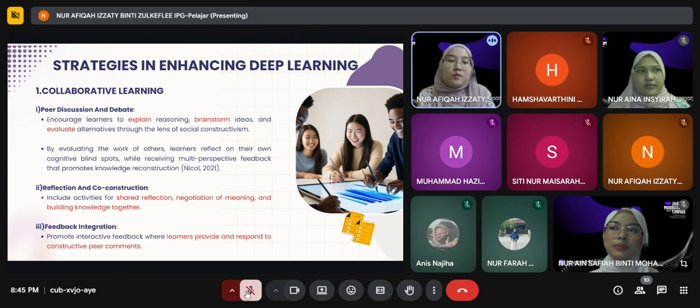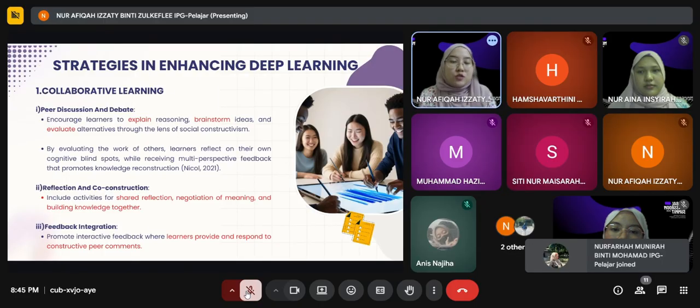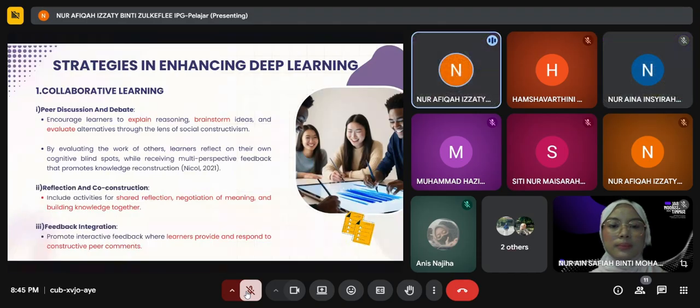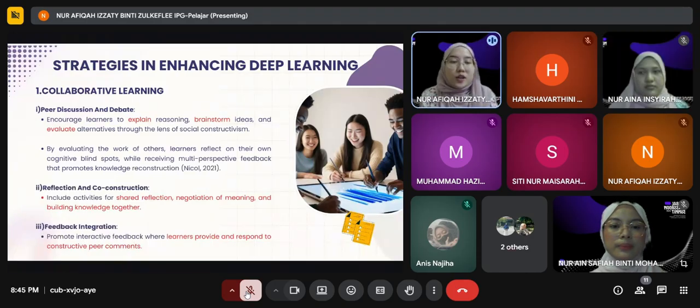Because when it comes to collaborative learning, students can share ideas, contribute ideas, challenge assumptions and view topics from multiple perspectives. If you just sit and study on your own, you might not know what areas you have to improve, what things you need to fix in order to uplift yourself. But if you work with other people, you will have multiple perspectives, and this is very much aligned with what Nicole in 2021 said, that by evaluating the work of others, learners can reflect on their own cognitive blind spots.